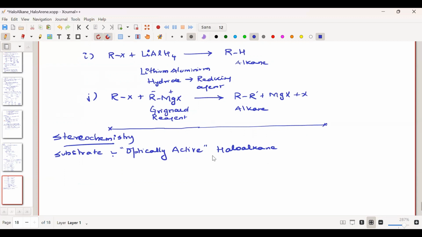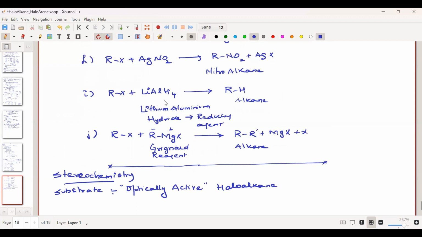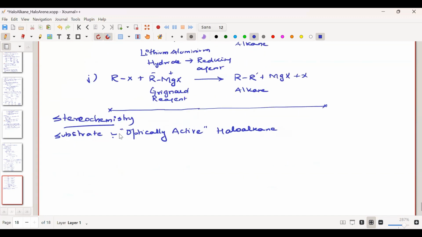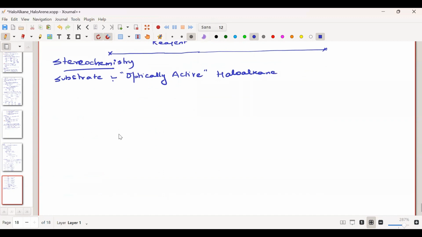Other than that, the reaction-wise, this is very straightforward. But we are going to take some special substrates where the substrates are optically active. When will a substrate be optically active? That is the first thing. It is optically active when the carbon that you have is a chiral carbon.